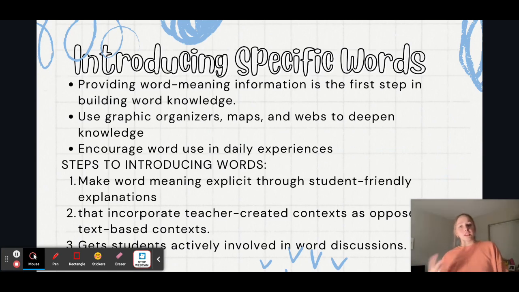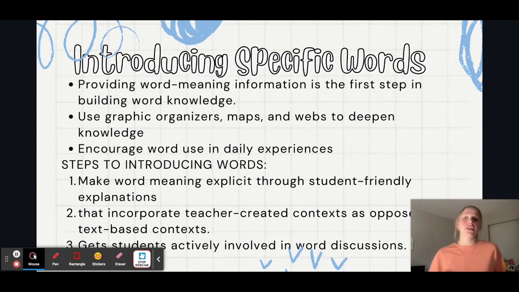So when we're introducing specific words, we want to provide word meaning information, because it's the first step of building word knowledge. You can use graphic organizers, maps, and webs, because you want to deepen their knowledge and understanding. You want to encourage word use in their daily life experiences. That's the whole point of vocabulary, so you definitely want to instill that.